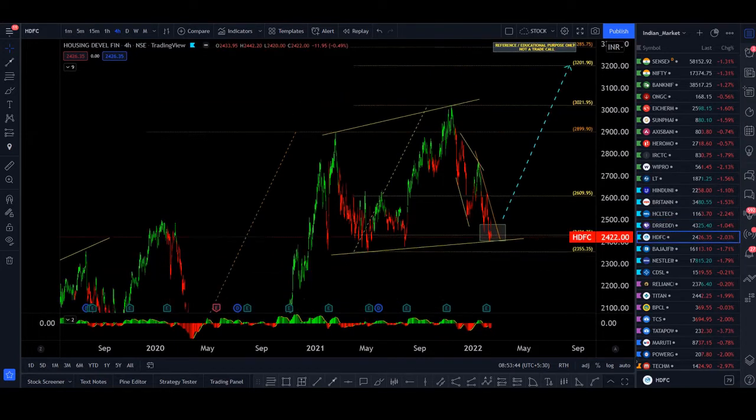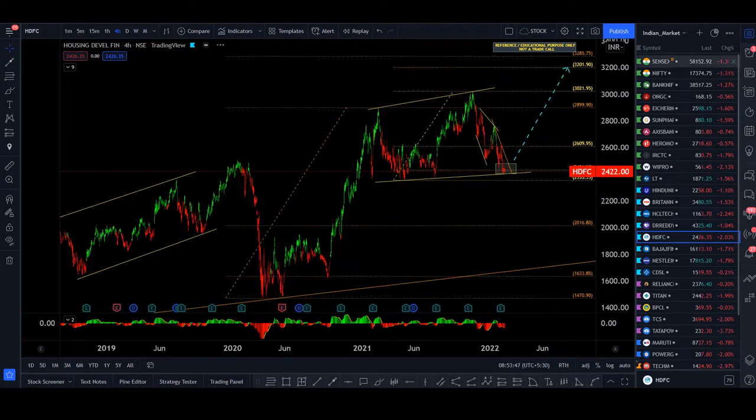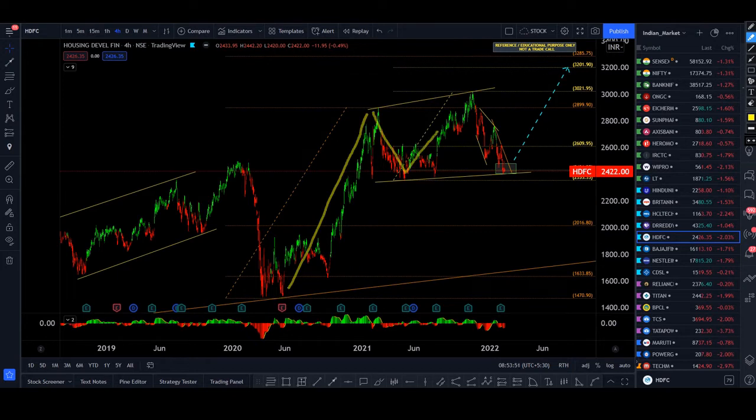And HDFC, same thing. It has completed the impulse followed by A, B, C, and we are waiting for this breakout for the trade.